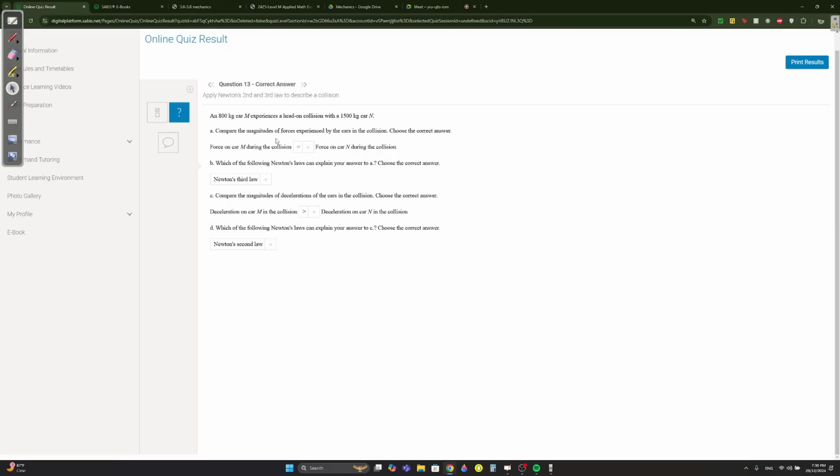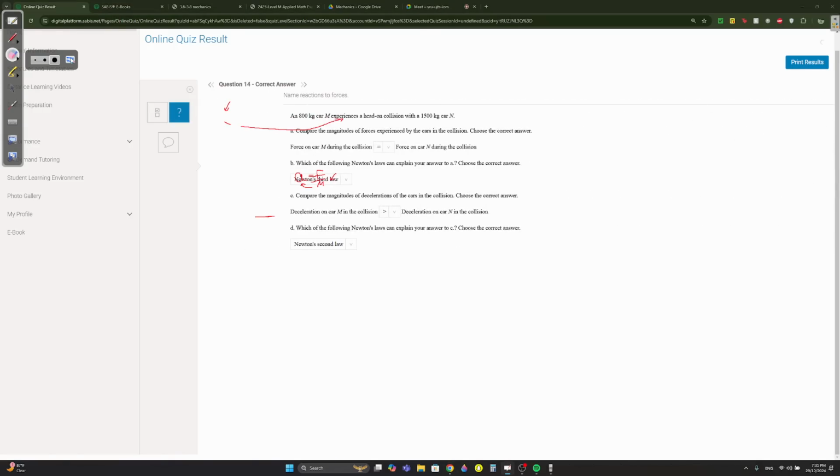Compare the magnitudes of the deceleration of the cars. Deceleration of M, of course, is greater than deceleration of N. You guys know that a is equal to F over m. So for car M, the mass is less than N, so the denominator is less. Obviously the less the denominator is, the more the acceleration is, right? So M would obviously have a greater acceleration than N. Which of the following can explain your answer? What do we use? F equals ma. So Newton's second law.